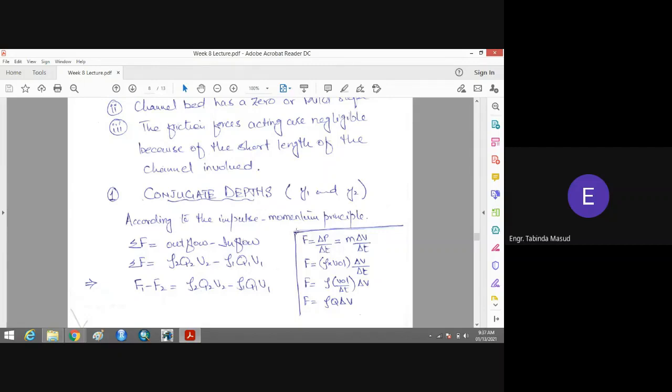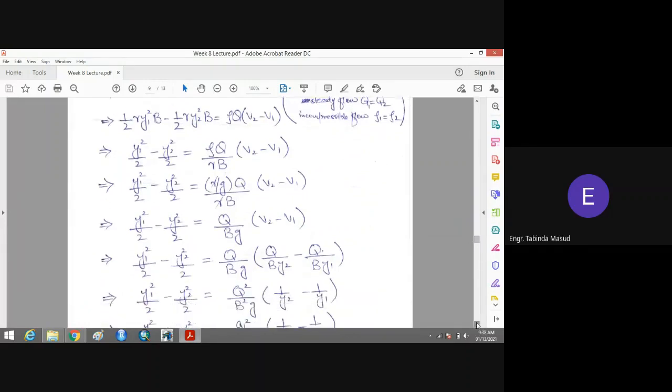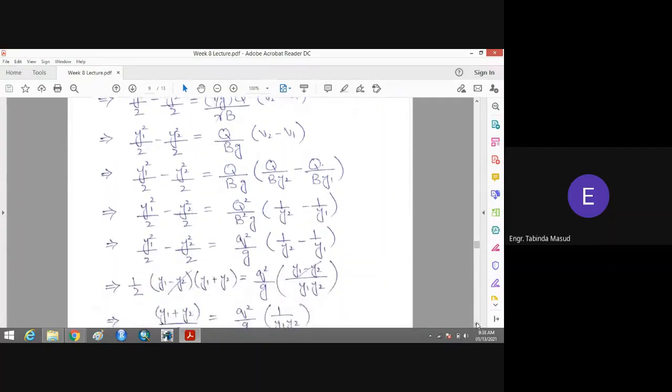according to the impulse momentum principle, which you have already studied in your fluid mechanics 2 course, I have again derived the equation for the impulse momentum principle. So delta F is equal to outflow minus inflow, and then you will put all these equations. You can check it by yourself. The equation is quite simple. You have to derive it by yourself. In case of any problem, we can discuss it in our next class.